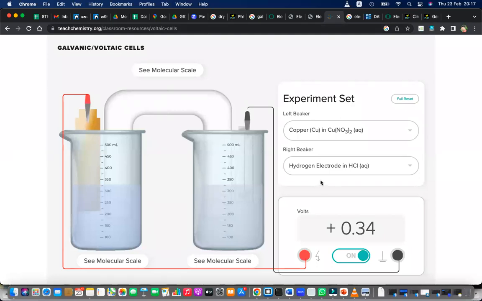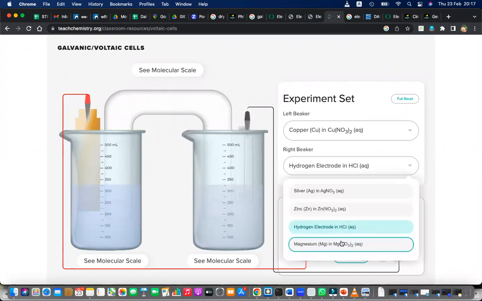Hydrogen electrode in HCl. Here, copper electrode in copper nitrate, and here hydrogen electrode in HCl. But that is not that effective.